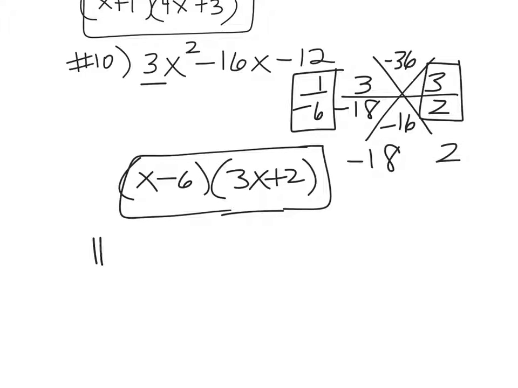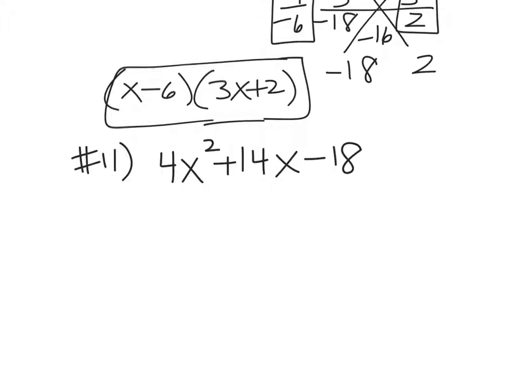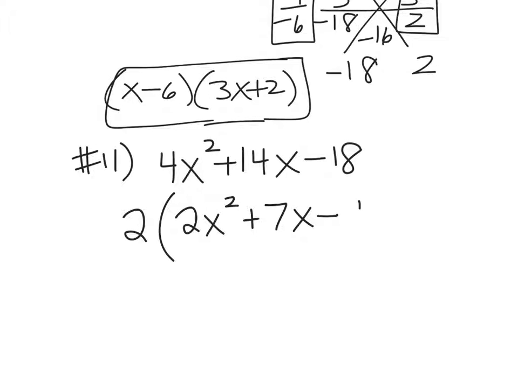Now let me do number 11 with you because this one has an extra step here. So 4x squared plus 14x minus 18. Now we're very tempted, especially when we know how to do something. We're like, okay, same thing every time. And we go, oh, 4 times negative 18 up top. No, don't do that. There's a greatest common factor here that needs to be factored out first. 2. So you need to do that part first, and it's easy to forget that part. It really is. So then we get 2x squared plus 7x minus 9.